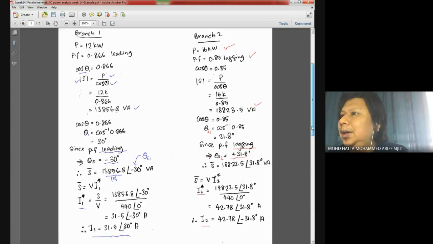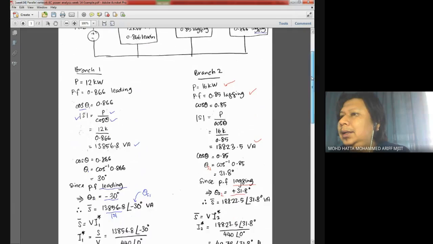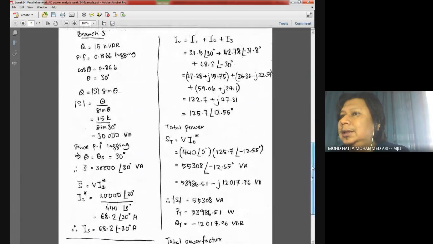The interesting part is branch number 3, where we have power information of reactive power, and again the power factor is given as lagging. So how do we make use of this reactive power in order to get I3? Here is what I did. For branch number 3, I have Q is 15 kilovolts, and since the power factor is lagging, this value will always be a positive value.